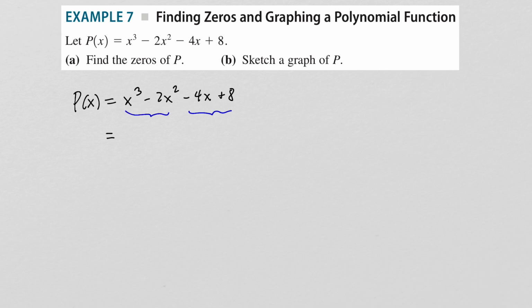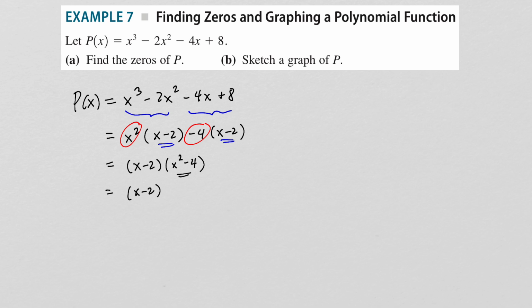So what I can do here is pull out an x squared out of the first two terms, which leaves us with x minus 2. And then out of the next two terms here, I can pull out a negative 4, and that's going to leave us with x minus 2 as well. And now notice that you have an x minus 2 here and an x minus 2 here. I can factor out that x minus 2, and then what's left over is x squared minus 4. Now, x squared minus 4 can also be factored. This is the difference of two squares, so it factors rather easily as x minus 2 times x plus 2.